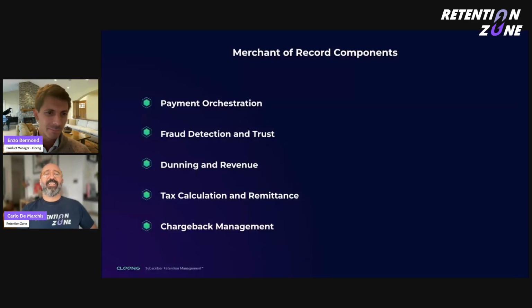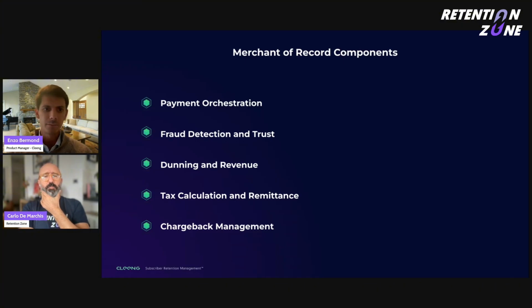Indeed. Well, that's because merchant of record is actually not complex, so a simple slide is enough to explain it. So those are the different components of merchant of record. First, payment orchestration, meaning being able to authorize payments and connect to the right payment method. As I mentioned before, as a merchant of record, we're able to connect to several payment processors and process transactions.